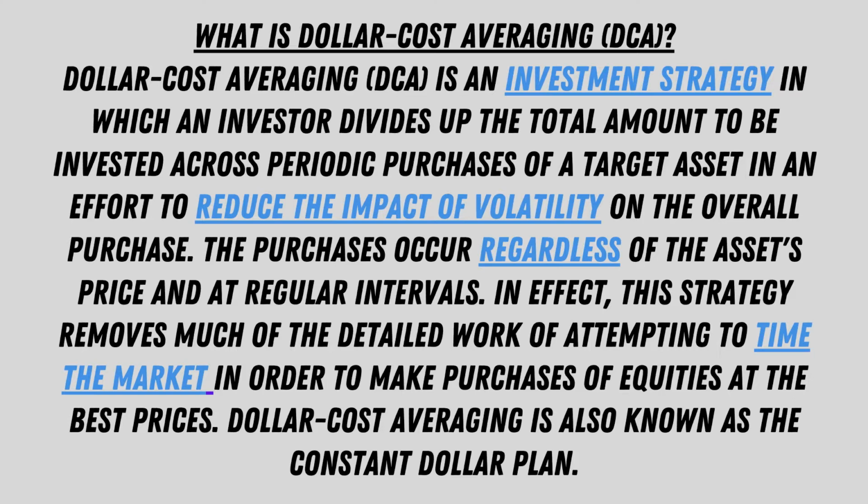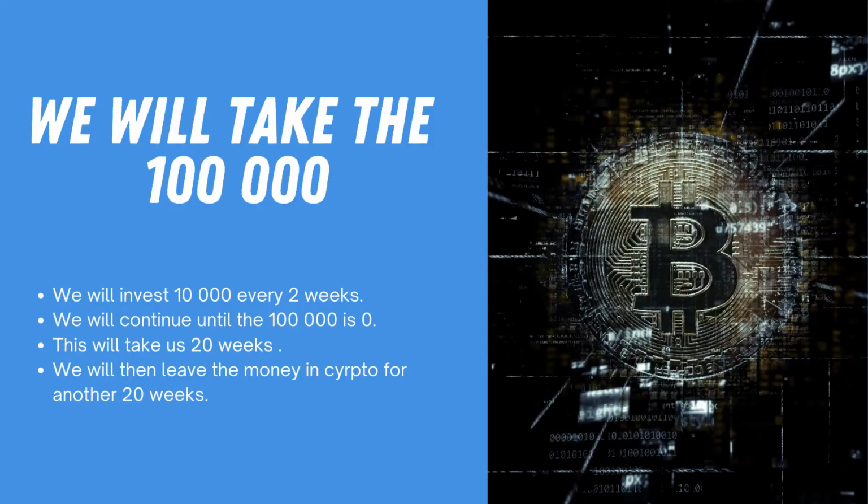Okay, so how will we be doing this? We will take the 100,000 of whatever currency and invest 10,000 of that every 2 weeks. We will continue until the 100,000 gets to zero, and this will take us about 20 weeks. Why 20 weeks? 20 divided by 2 gives us 10, which gives us 10 equal payments of 10,000 rand. After that period we will leave it in the market for another 20 weeks.